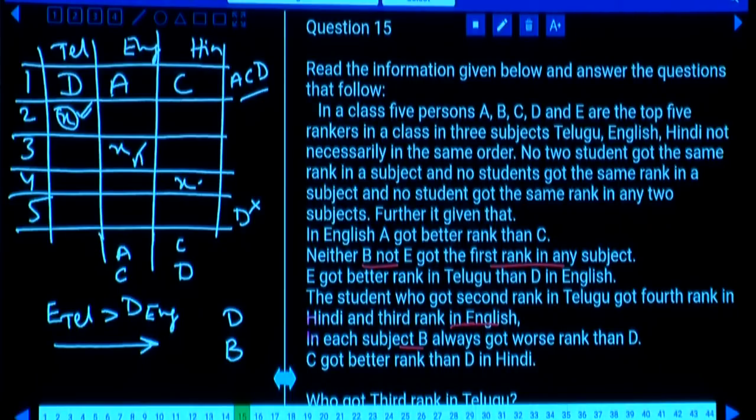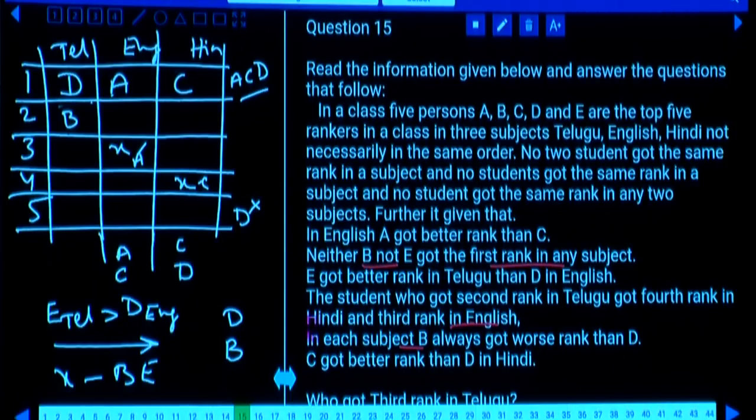Can A be here? A cannot be here because A is already here. Can C be here? No. Hence X cannot be D, cannot be A, cannot be C. And this X must be what? X must be either B or E. As X is either B or E, can X be at this place? Can B be at this place or not?